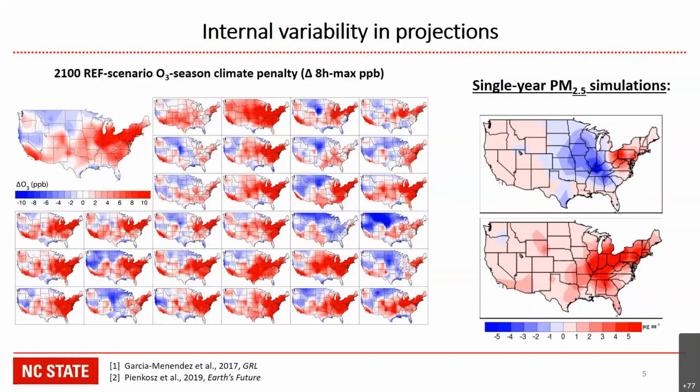So ground level PM2.5, also large variations across these individual years and different ensemble members, sometimes reflecting a penalty, sometimes suggesting a benefit. The ensemble mean, of course, suggesting a climate penalty associated with both ozone and PM2.5. So that really allowed us to take a closer look for the first time at internal variability within these projections.